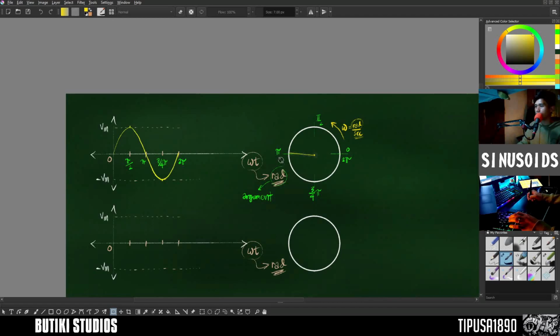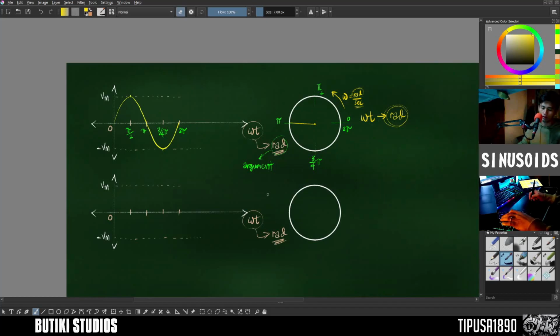At 180 degrees, so it has rotated 180 degrees. In how many seconds? It reaches pi. So omega is the speed of its rotation. But then your omega t, that is your radian or argument. It is just an angle. But omega alone is the velocity of its rotation. But if we multiply it by t, the seconds cancel. So it becomes radians. That is the reason.